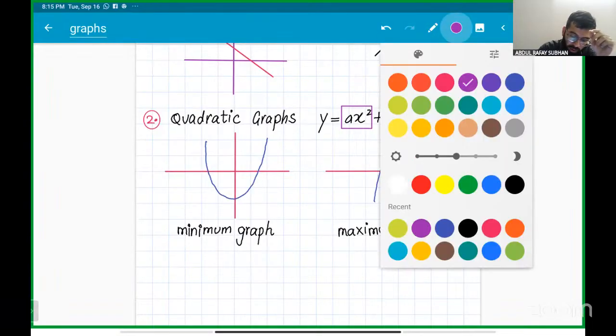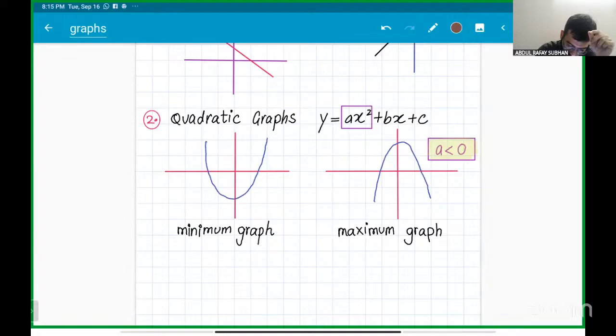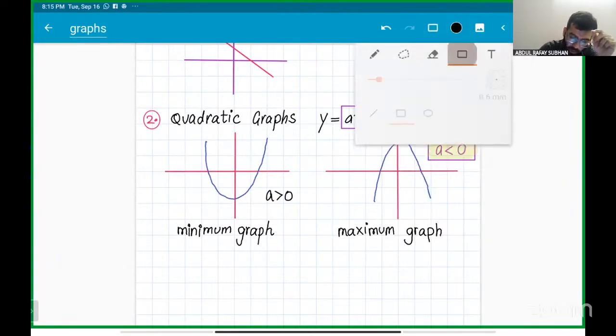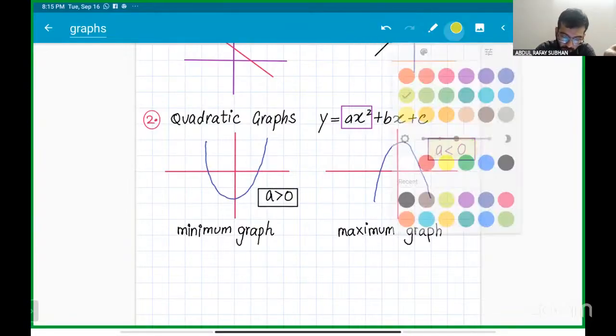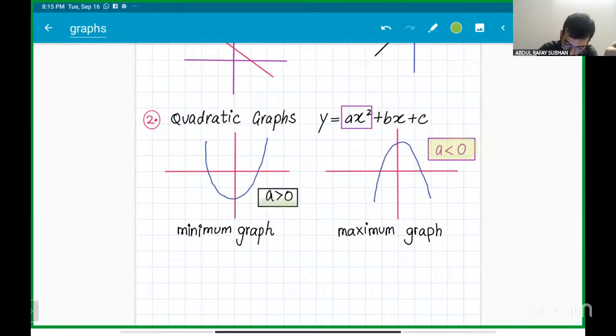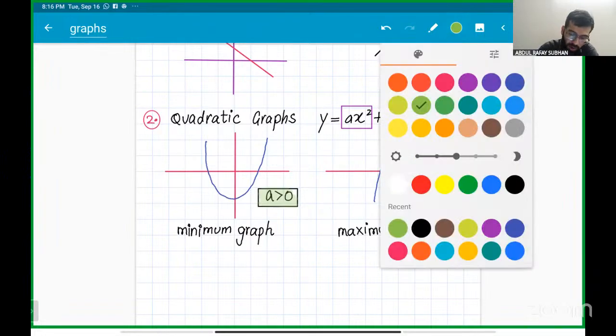And if the a value is greater than 0, it will always be a minimum. If the a value is like 1, 2, 3, 4, any values of this, half values as well, so if a is greater than 0, students, it will be a minimum graph. Is everyone understanding? Getting that clear? That is how the quadratic graph looks.